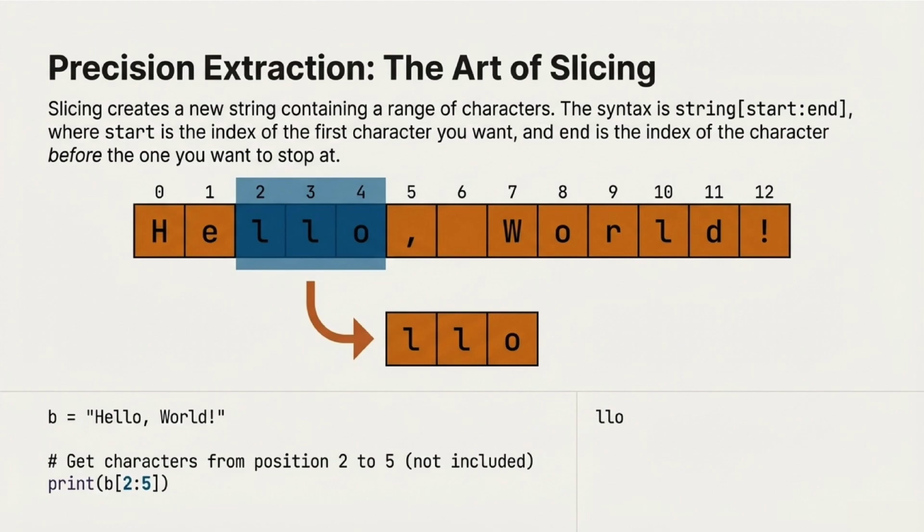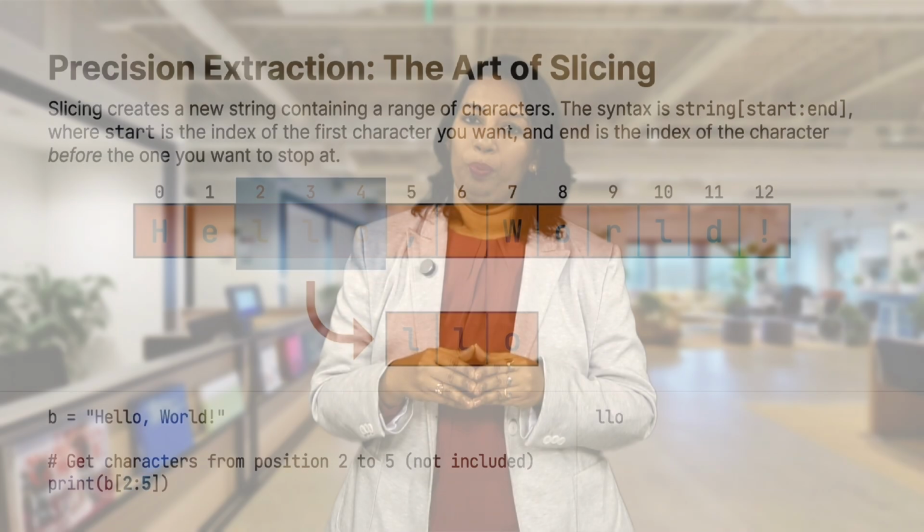In this example, we are working with the string hello world. When we use the slice b[2:5], Python starts at index 2, which is the first letter L, and continues up to index 5, stopping just before it. As a result, the extracted substring is llo.